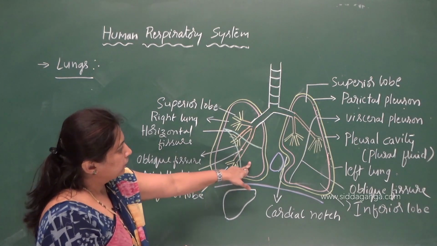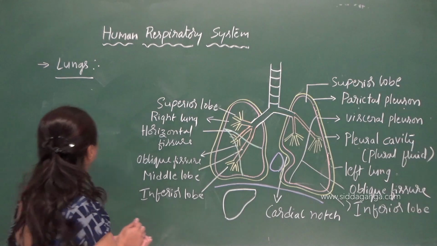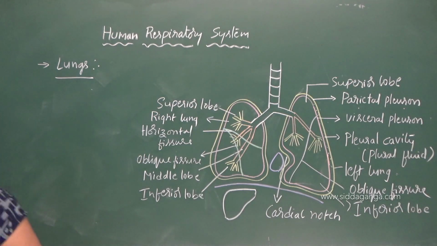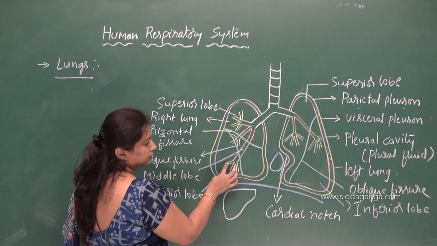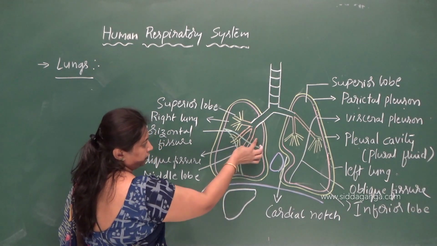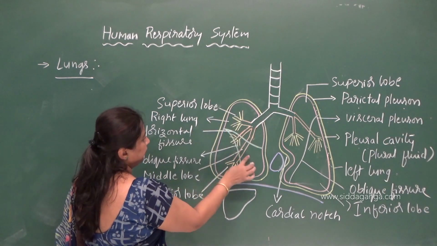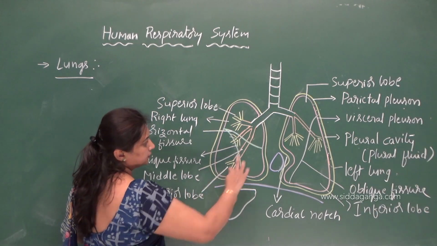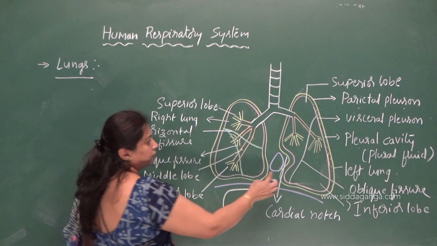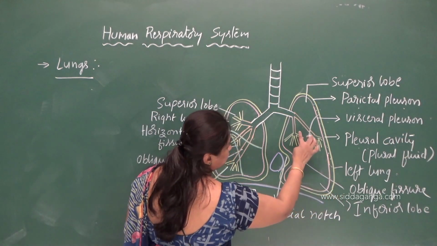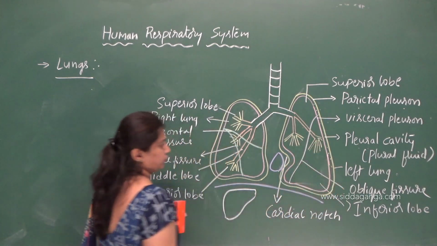And what is the difference between the right and the left lung? How many lobes are present in the right lung? 3 lobes. Superior lobe, middle lobe and the inferior lobe. It is because of the appearance of 2 fissures. And here the number of fissures is 1. So the number of lobes in the left lung is 2.